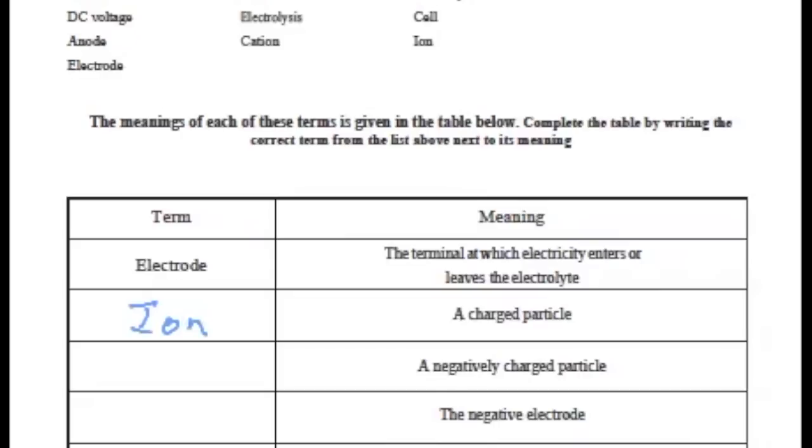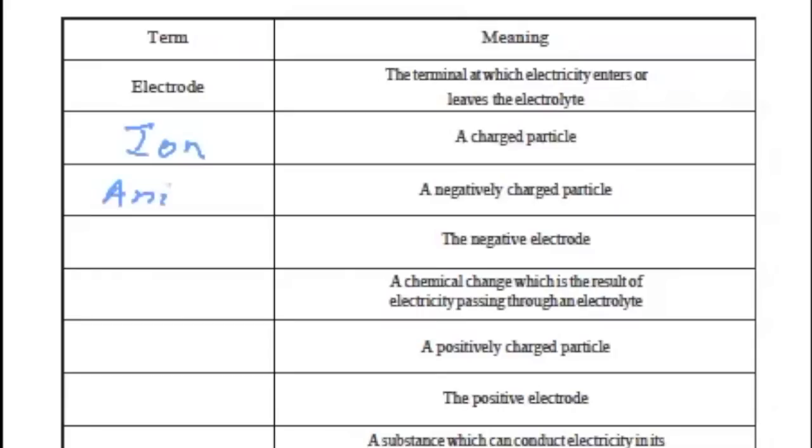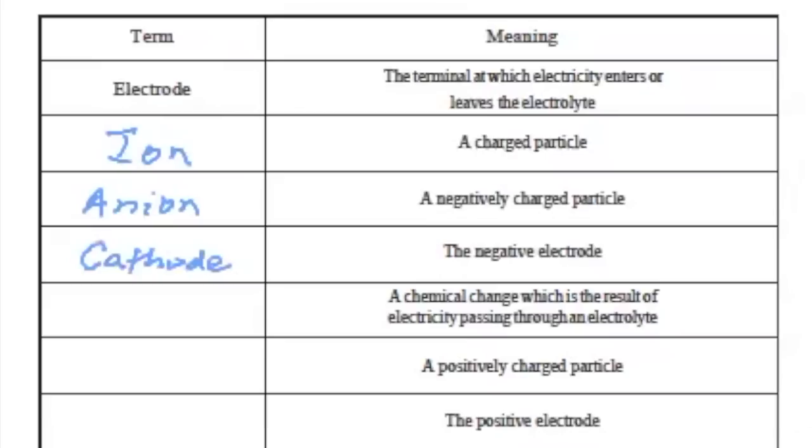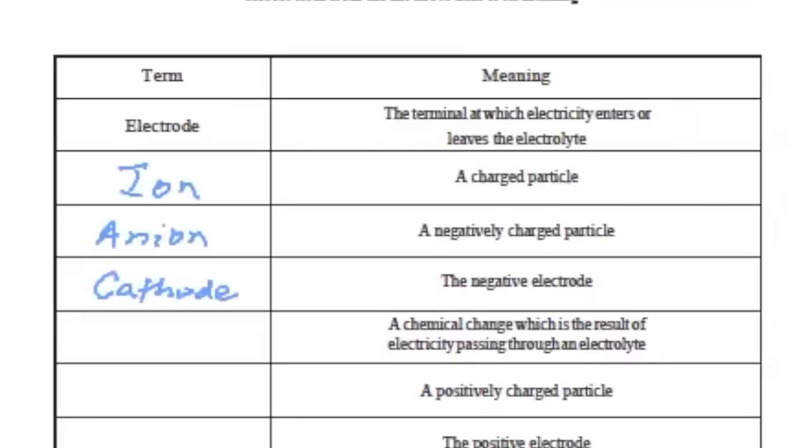So cations are positively charged. So we've done ion already. Cations are positively charged, and anions are negatively charged. So this would give us an anion. Then we have the negative electrode. The negative electrode is the cathode. Chemical change, which is the result of electricity passing through an electrolyte. So that would be electrolysis. That's what electrolysis is all about.